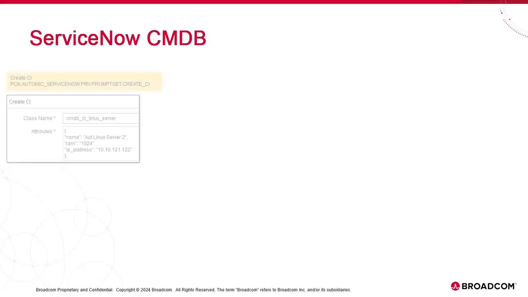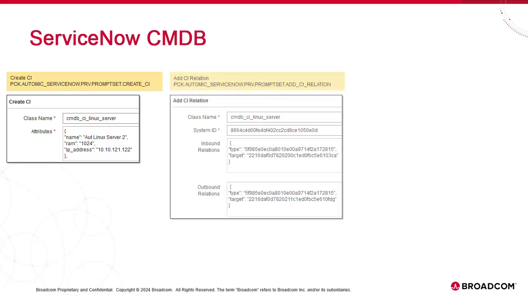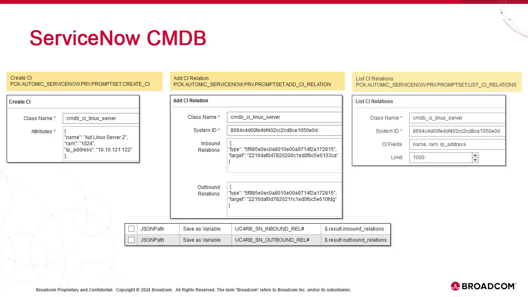If you're creating a new CI, you specify the class name and the attributes in the JSON expression. To create relationships, you need the class, the CI system ID, and the outbound and inbound relationships using the type and target codes. Your ServiceNow administrator will know these. They're stored in variables. Finally, we also show how to list CI relationships.